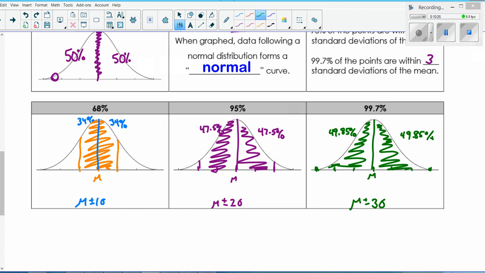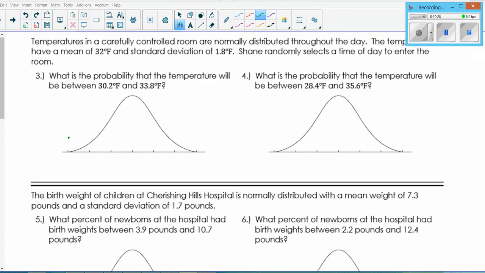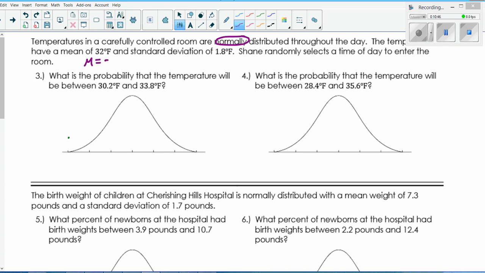Okay, so now let's flip this over, and now we're going to apply this. It says the temperatures in a carefully controlled room are normally distributed. We will talk about when things are not normally distributed, so you have to be told which one. Throughout the day, the temperatures have a mean of 32 degrees and a standard deviation of 1.8. So here's my mean, 32 degrees, and my standard deviation is 1.8. Okay, so Shane randomly selects a time of day to enter the room. What is the probability? Notice probability, that means we need a percent, so we need to create a fraction. What is the probability that the temperature will be between 30.2 degrees and 33.8 degrees?